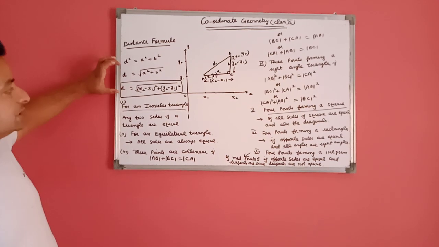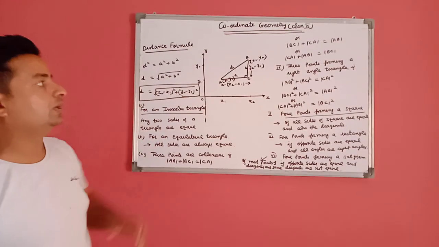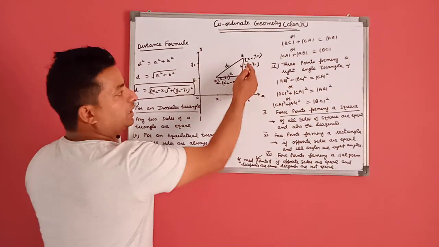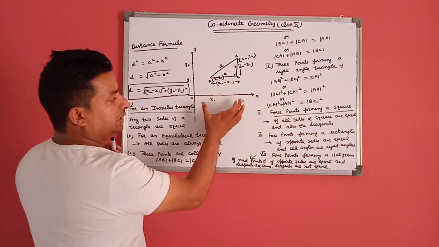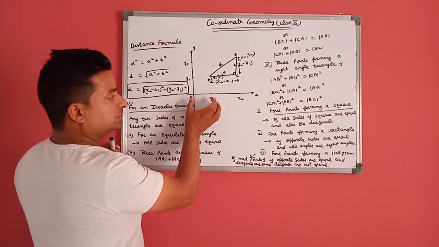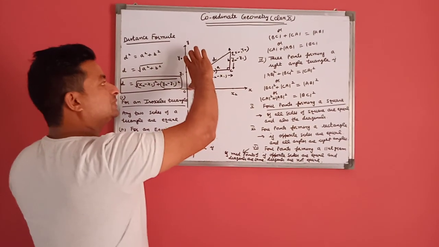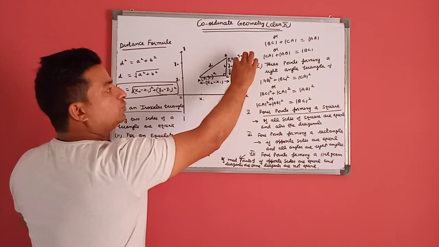First of all, this is the distance formula. This is an important one. For proving this formula, we consider this distance AB equal to d, and after this we draw perpendiculars on both the axes. This distance is x2, this is x1. This means this is x2 minus x1. This distance is y2, this is y1. This means this is y2 minus y1.